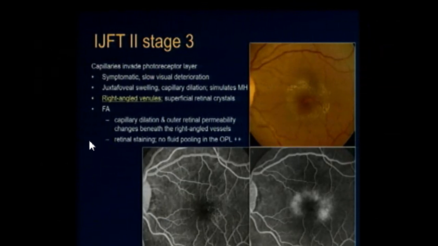And here you definitely start to see the telangiectasia on the fluorescein a little bit more, but not clinically. And you will see the right-angled veins, all right, going into there, and a little bit of staining towards the end. You may, at this point, see intraretinal crystals. These are very, very characteristic, but they're not pathognomonic, but they're very characteristic.